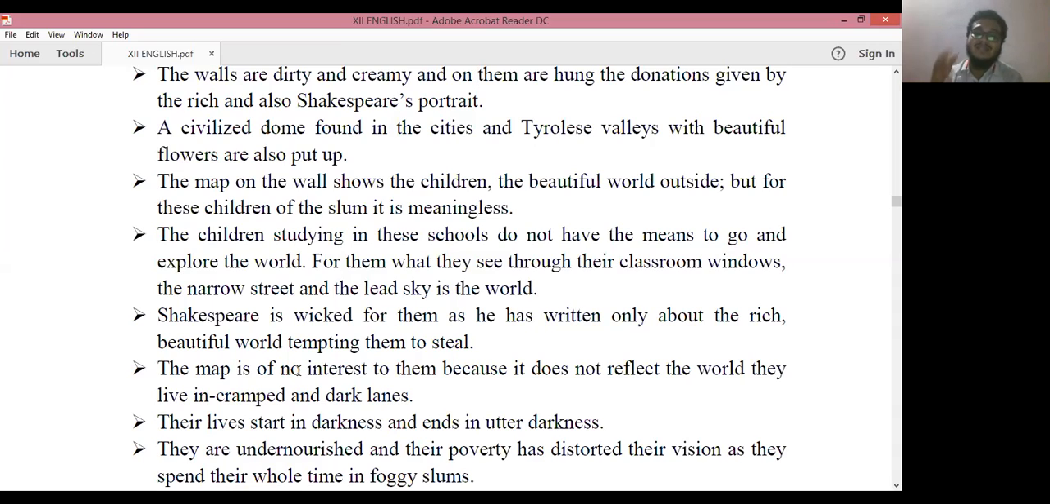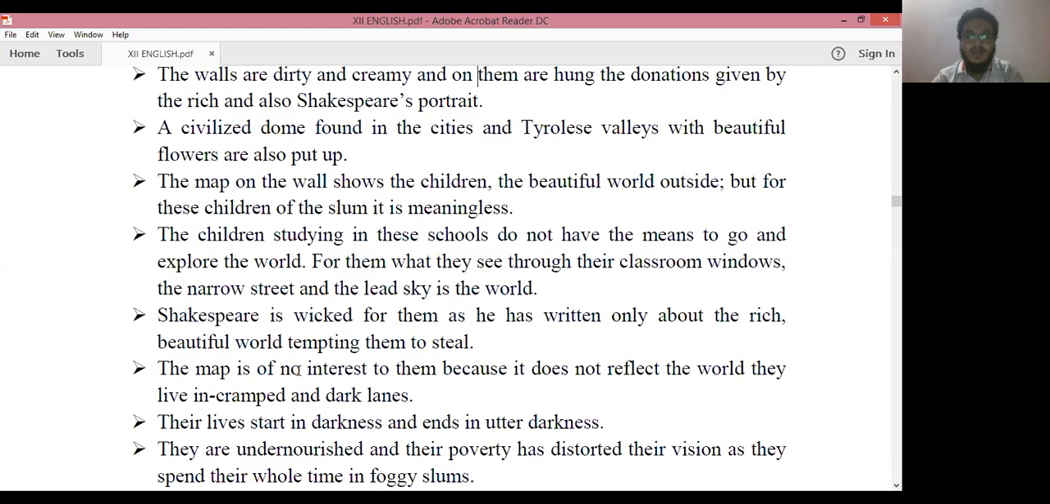For them, what they see through their classroom windows, the narrow street and the lead sky, is the world. The window is what is in front of them. And the narrow street is a restricted space, and the lead sky, that covered sky, is the world for them. There is no other scope for them where they can live a life, where they can think of living. There's no chance for them, students.